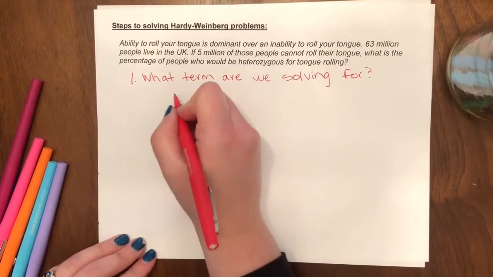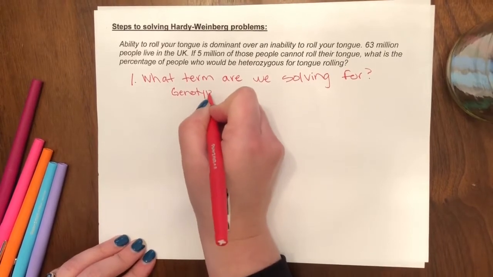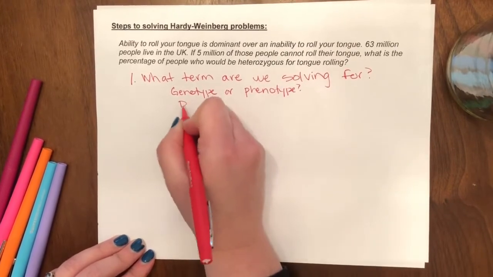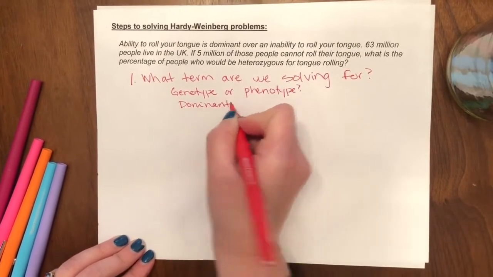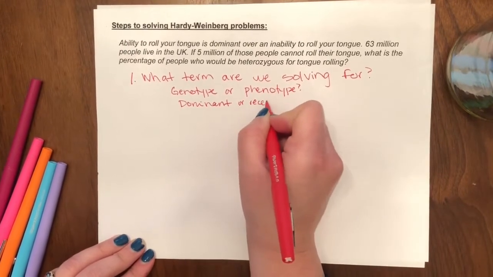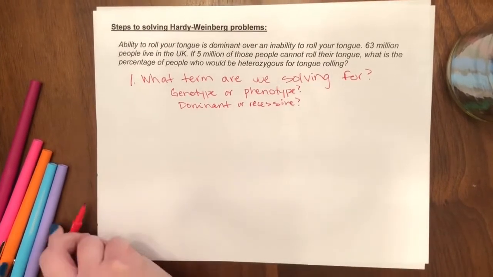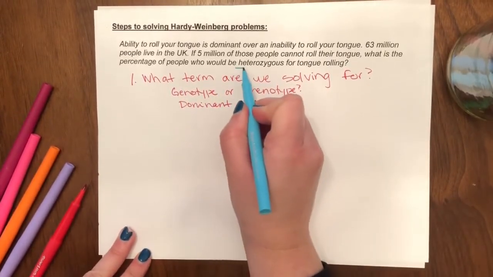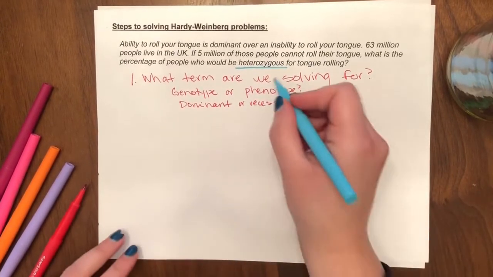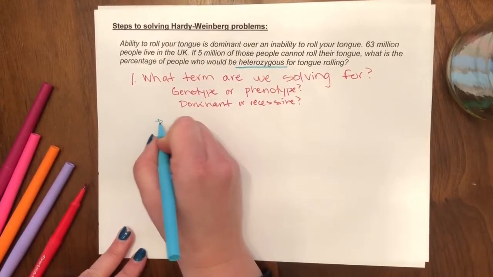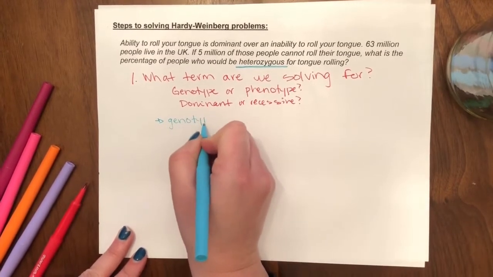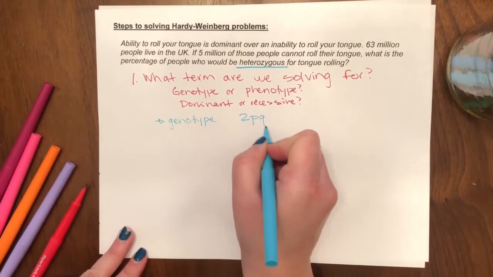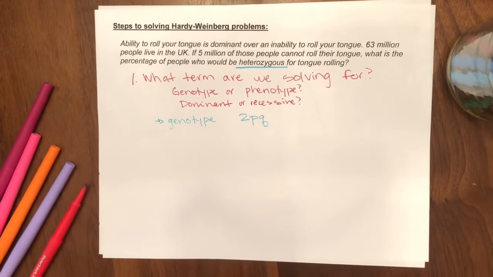In other words, is it a genotype or phenotype? And is it dominant or recessive? Well, in this problem, it is asking us what is the percentage of people who would be heterozygous for tongue rolling. Heterozygous, that is a genotype. So we want the genotype, and in this case, we want the heterozygous genotype. So in other words, we are going to be solving for 2PQ. Okay, so that's step 1.